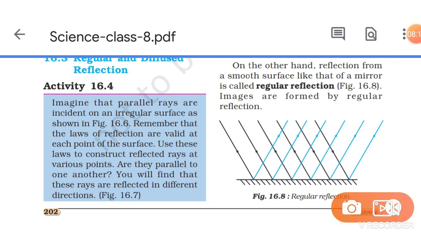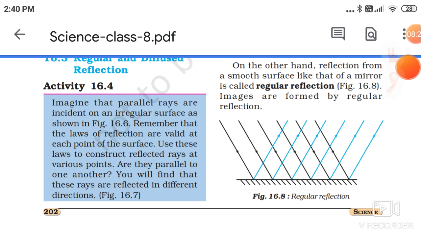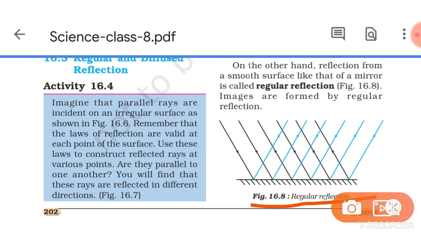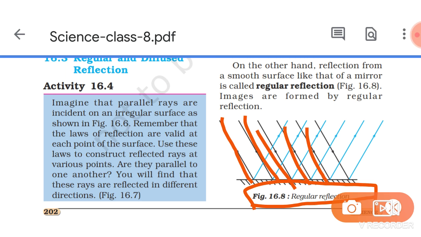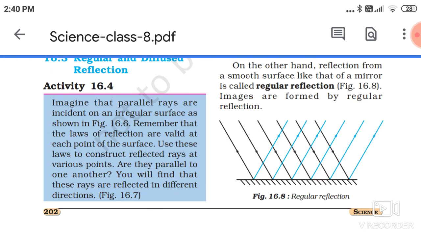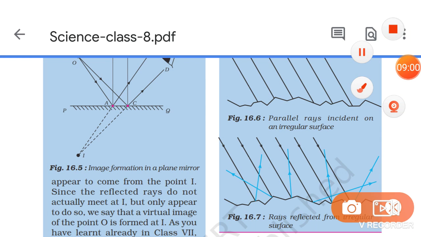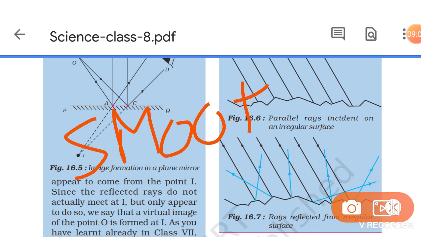First, we will discuss the topic regular reflection. Regular reflection is a reflection in which when parallel rays of light fall on a smooth surface, mainly a mirror, the reflected rays are also parallel. This is regular reflection, and it happens when the surface is smooth, like a mirror.